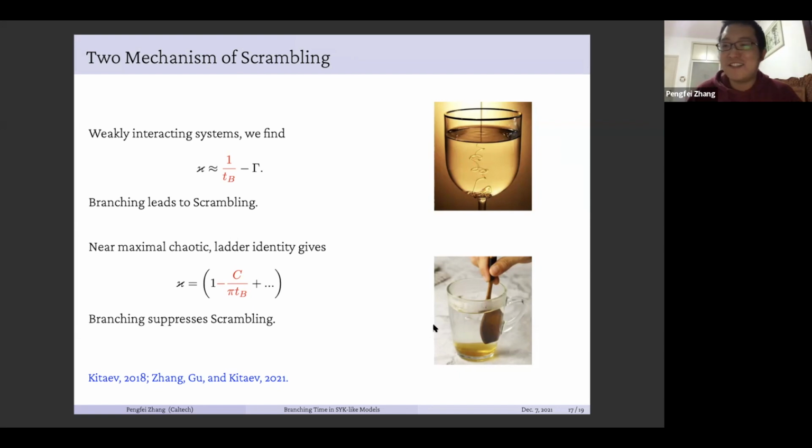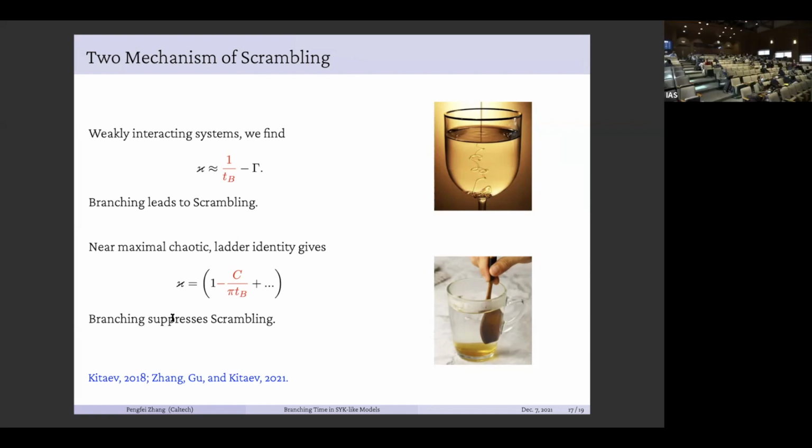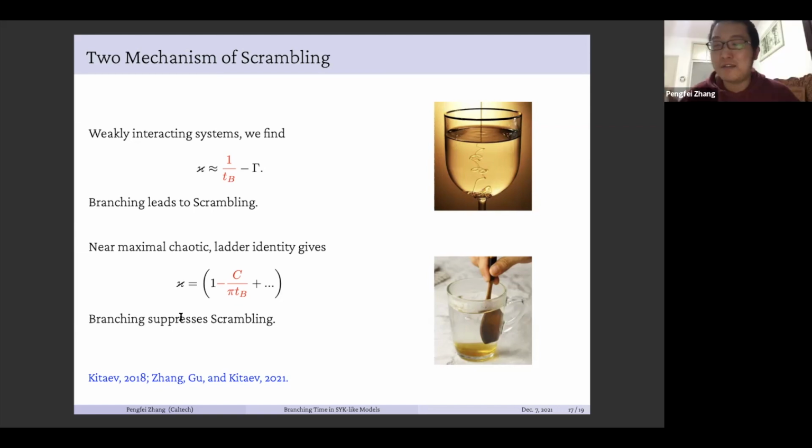I was asking how to understand it from this cup or from the original? From the honey. Sorry, I can't really hear you. Can you say that again?